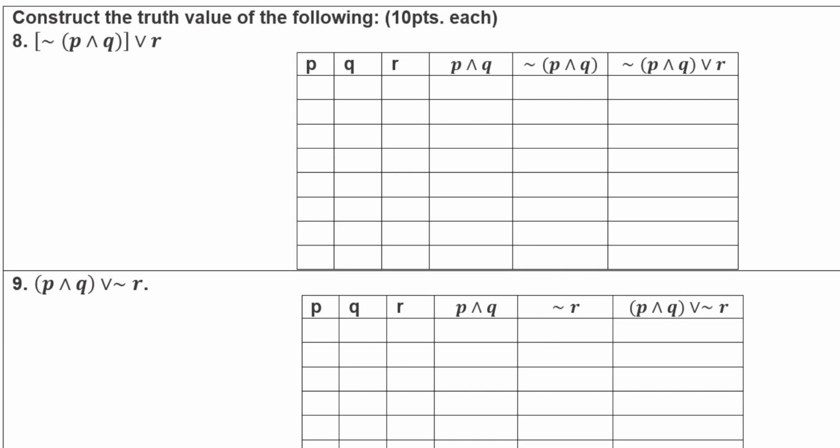Number 8, construct the truth value of the following. First, count the number of letters. So we have 3, 2 to the power of n, which means 2 to the power of 3 is 8. That's why we have 1, 2, 3, 4, 5, 6, 7, 8.